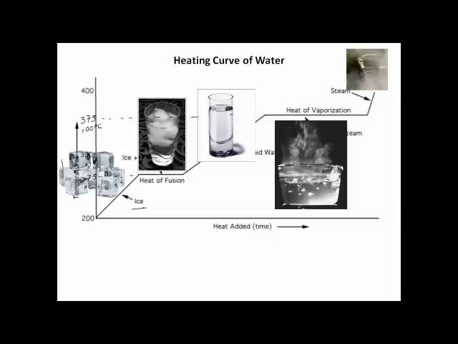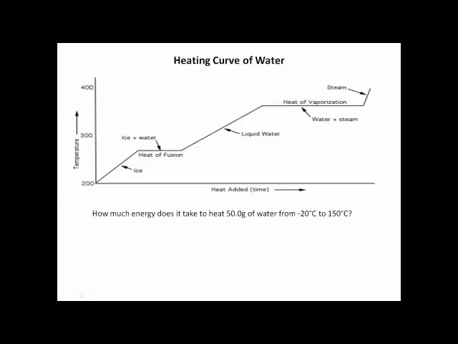We only have two basic types of calculations, and one of them is Q equals MC delta T. So let's look at the type of question we're looking at. We go back and we see how much energy it takes to heat 50 grams of water from negative 20 degrees Celsius to 150. So we're obviously starting below the freezing point. We may be starting down here somewhere. That's our negative 20.